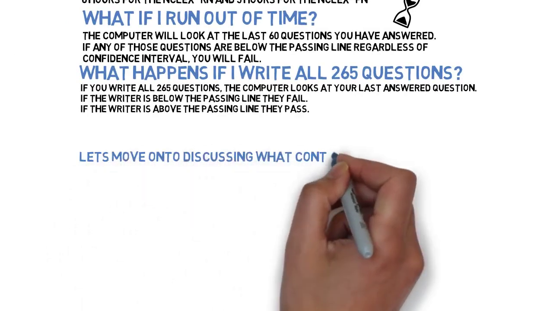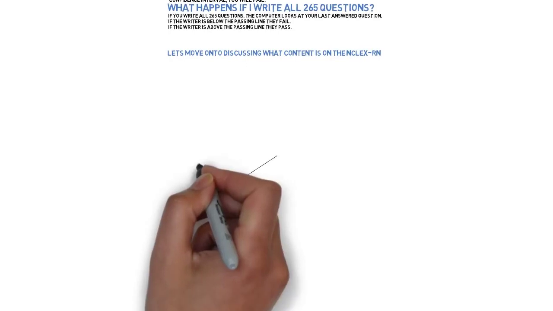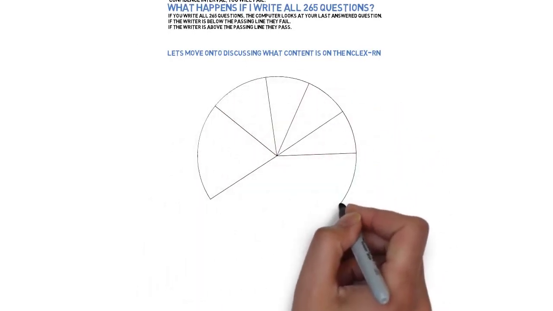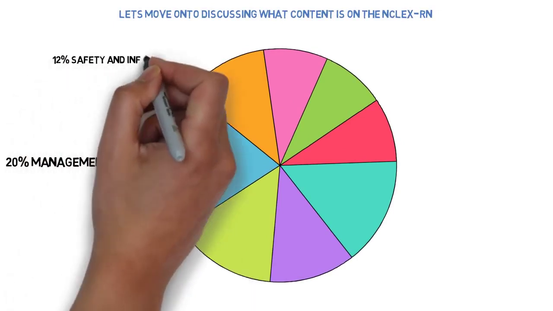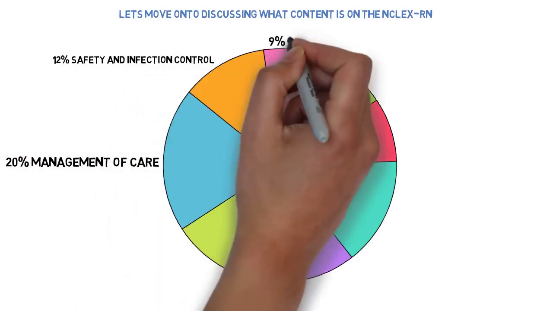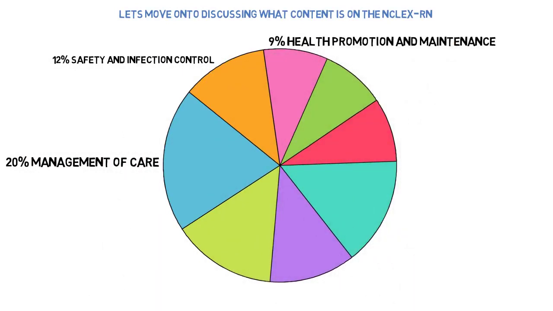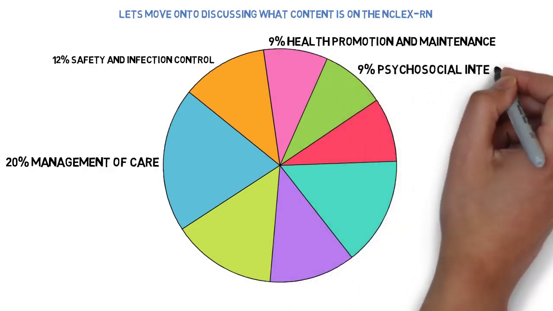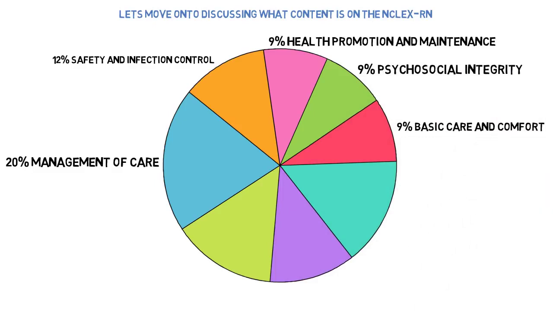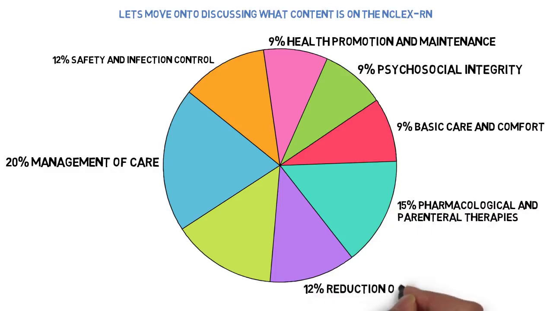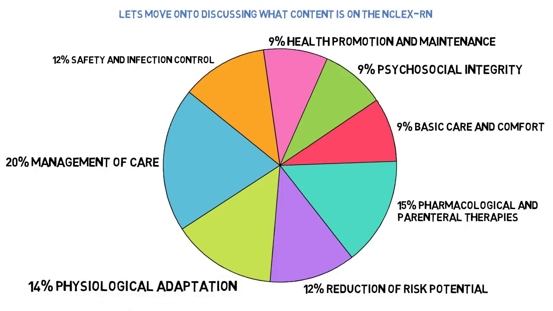Let's move on to discussing what content is on the NCLEX RN. The content on the NCLEX can be broken down into 8 categories. 20% is management of care, 12% is safety and infection control, 9% is health promotion and maintenance, 9% is psychosocial integrity, another 9% is basic care and comfort, 15% is pharmacological and parenteral therapies, 12% is reduction of risk, and 14% is physiological adaptation.